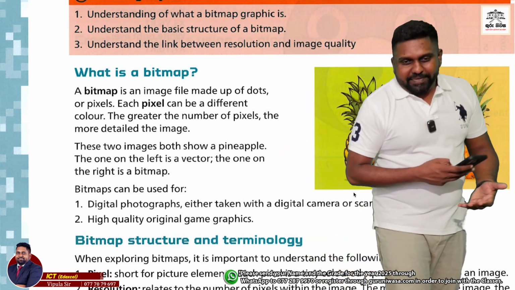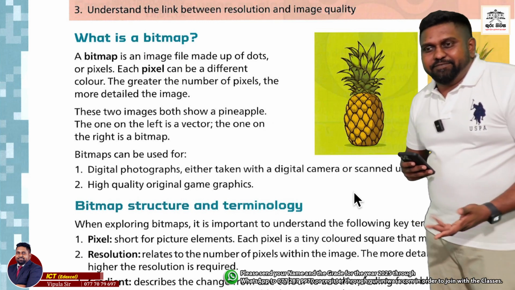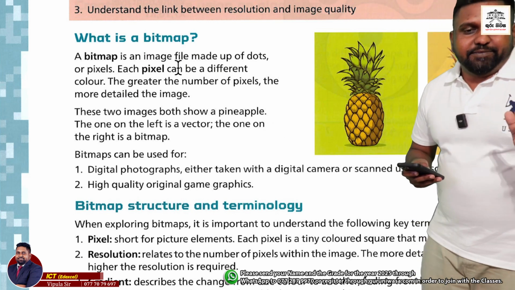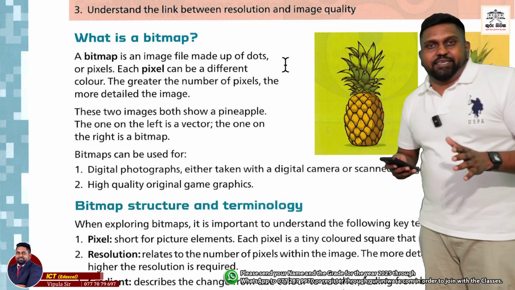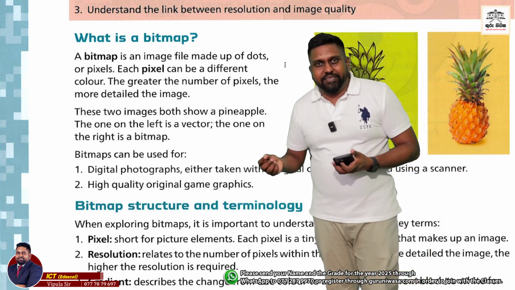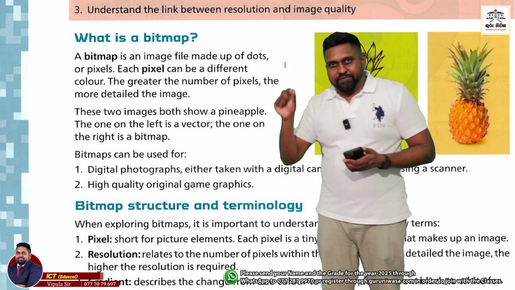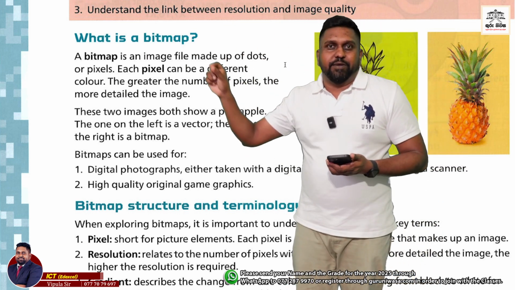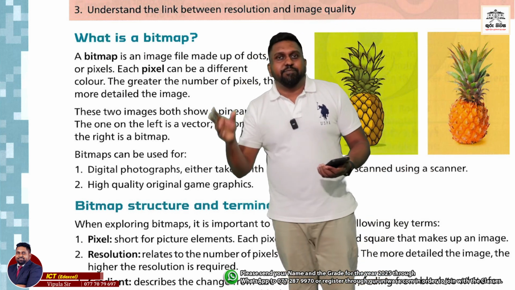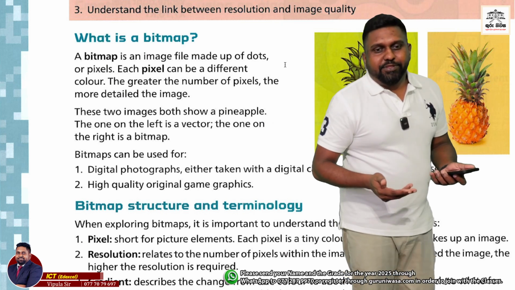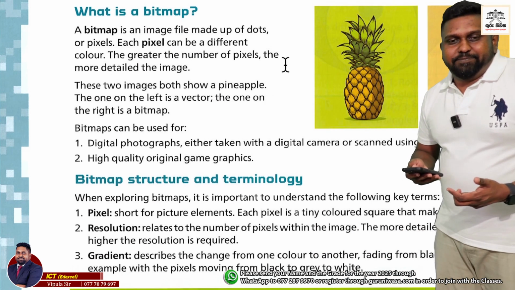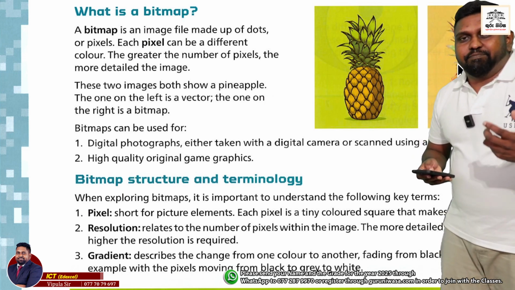So what is a bitmap? A bitmap is again a simple file made up of dots or pixels, and each pixel can be a different color. Now with a vector, you can't do that. In a vector, if you want to draw with different colors, then you'll have to draw a couple of thousand pixels, right? So we don't do that in vectors. In vectors, it will be simple colors. But in bitmaps, we have multiple pixels with multiple colors, which will end up giving you much more detail.